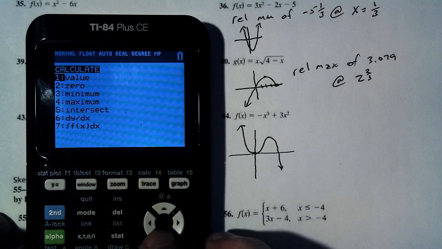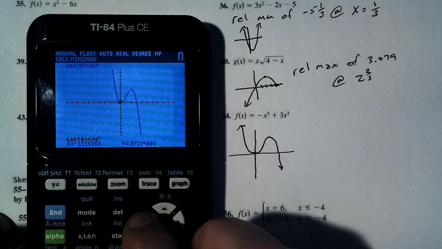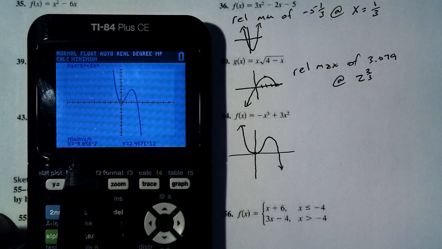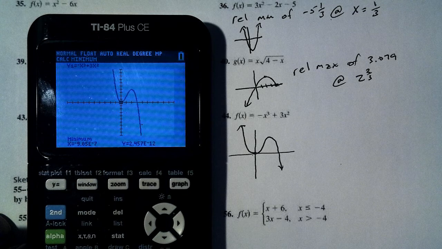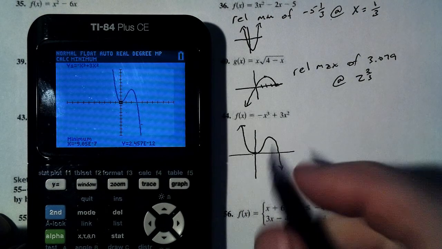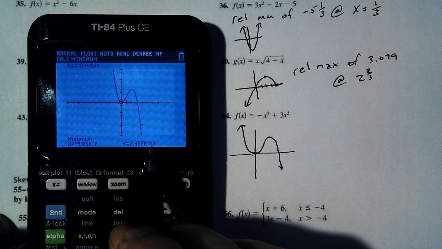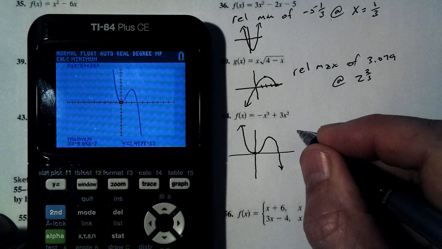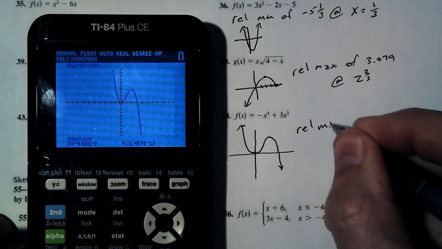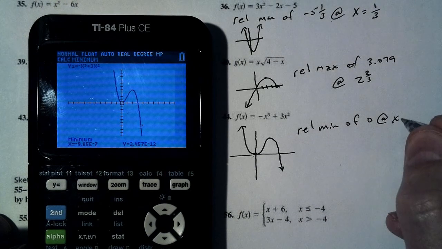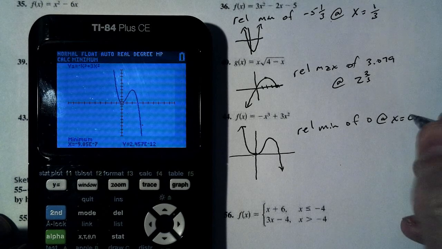Second calculate. Let's find that minimum. Let's get to the left of it, enter, get to the right of it, enter, enter. And there it is. There's that rounding error. That's negative 0.000009. It's 0. So it has a minimum, and this is 0. Likewise, this is most likely 0 as well. So we have a relative minimum of 0 at x equals 0.